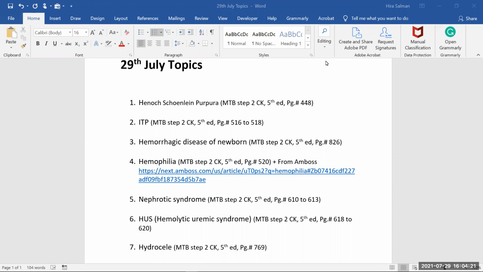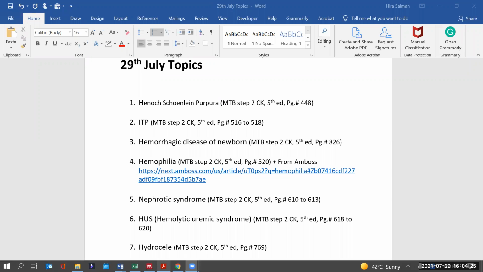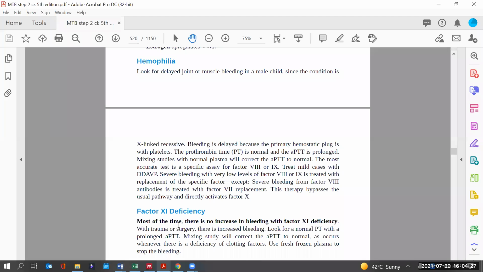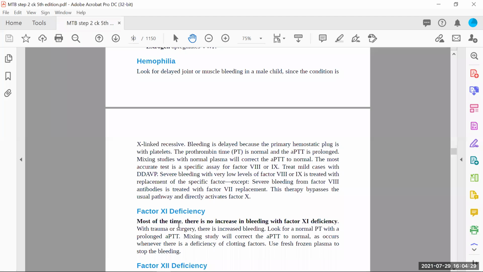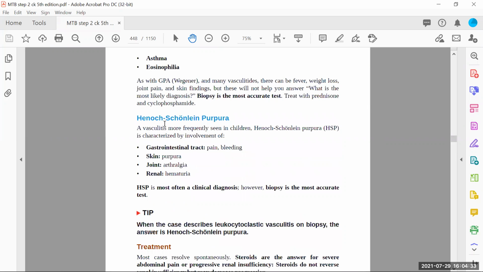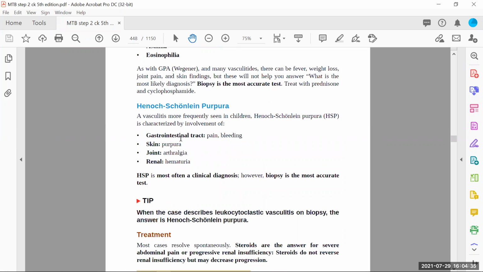So let's start with the first one, that is Henoch-Schonlein purpura. So let me take you to the MTB 448. Okay, so it's one of a kind of vasculitis more frequently seen in children. So most of the time for the basis of MCQ, we will see the age of the patient. Mostly we'll find children, mostly 5 years or more than 5 years of age.